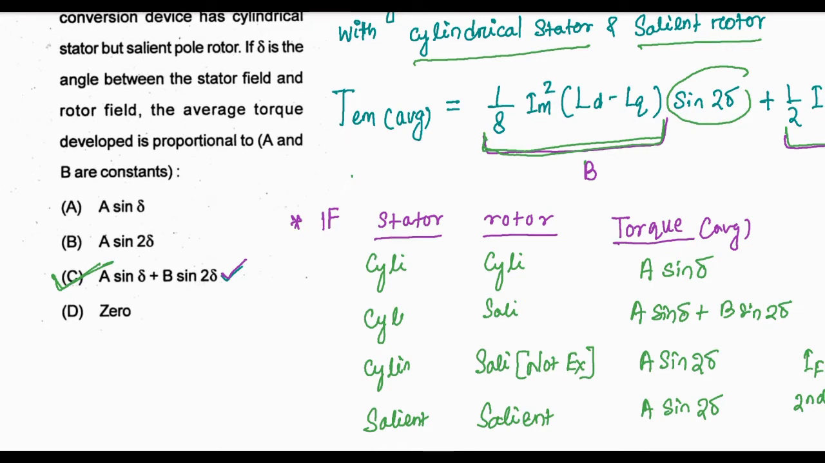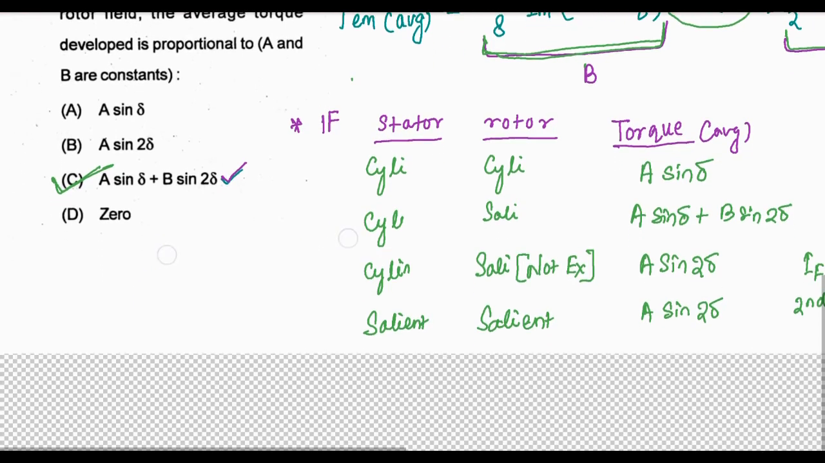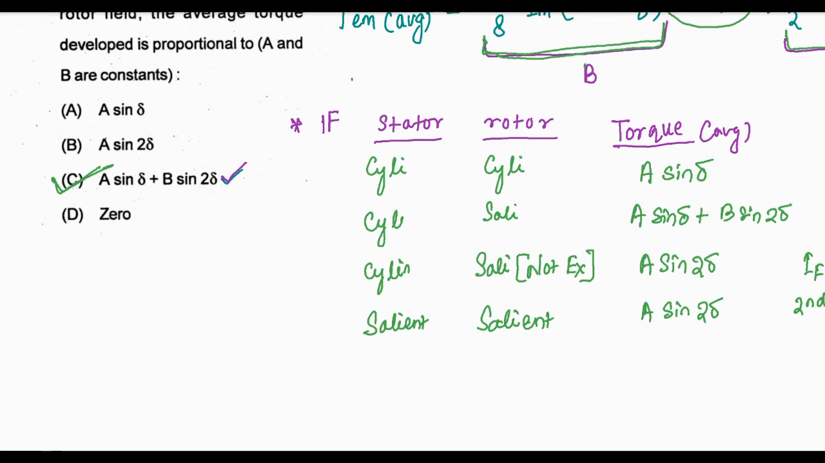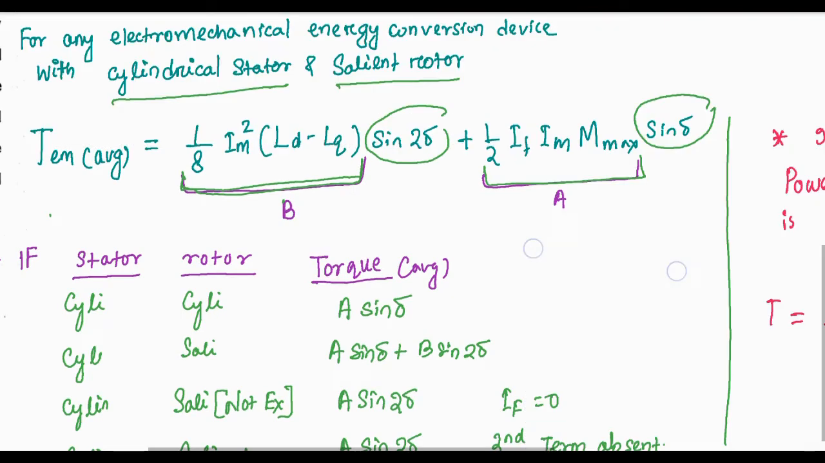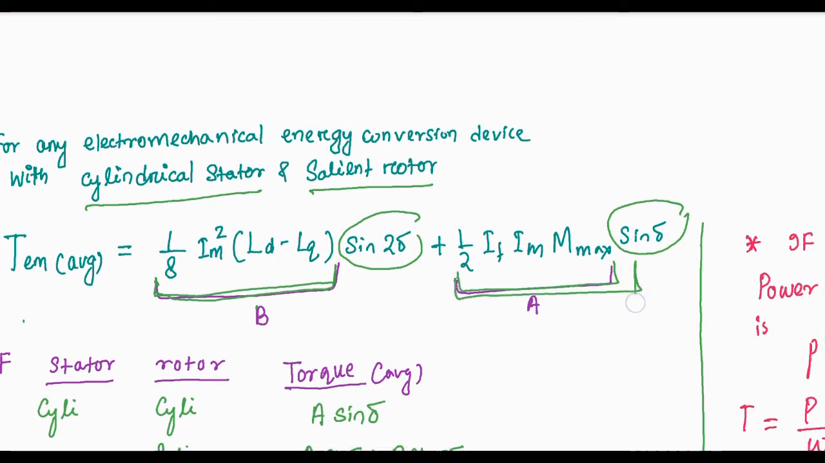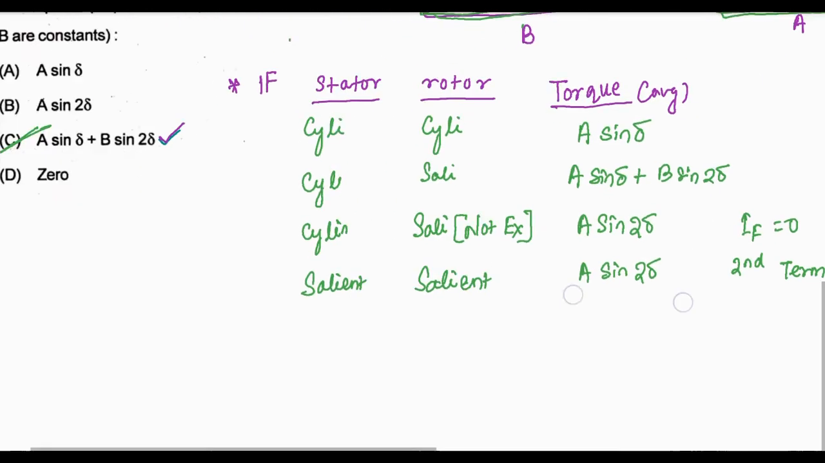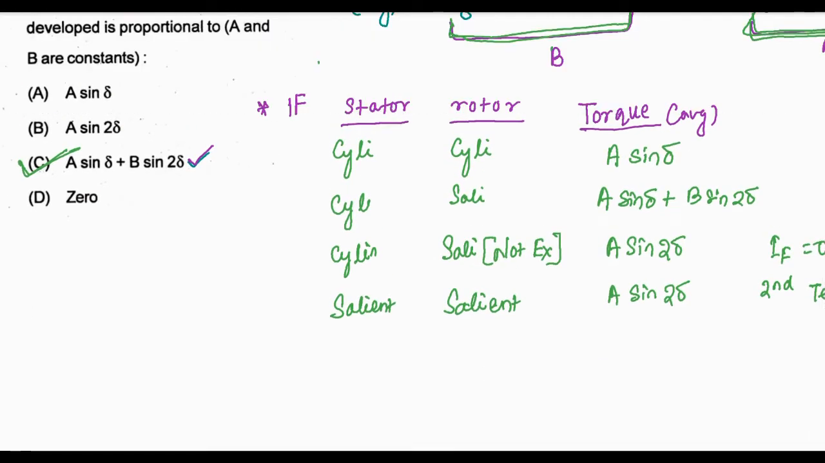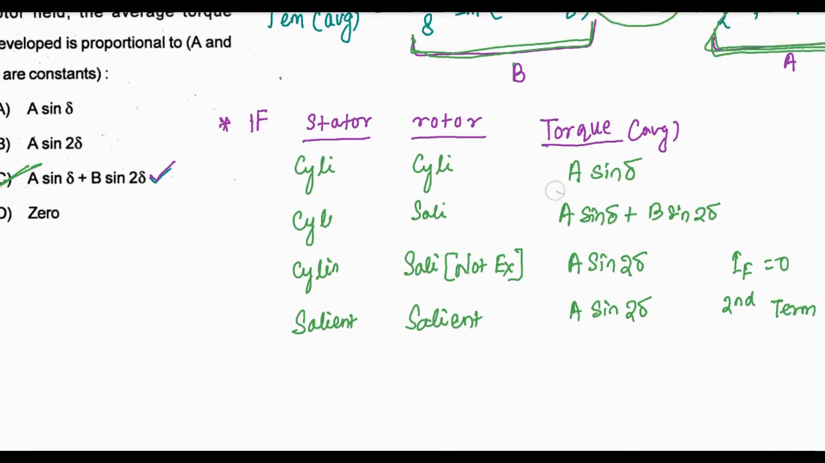But there are also some other cases. Suppose the stator is cylindrical and the rotor is also cylindrical, then what will be the case? Only this part will be present, and LQ and LD, that is the direct axis inductance and quadrature axis inductance, will have no values, and there will be only this one, that is A sin delta.